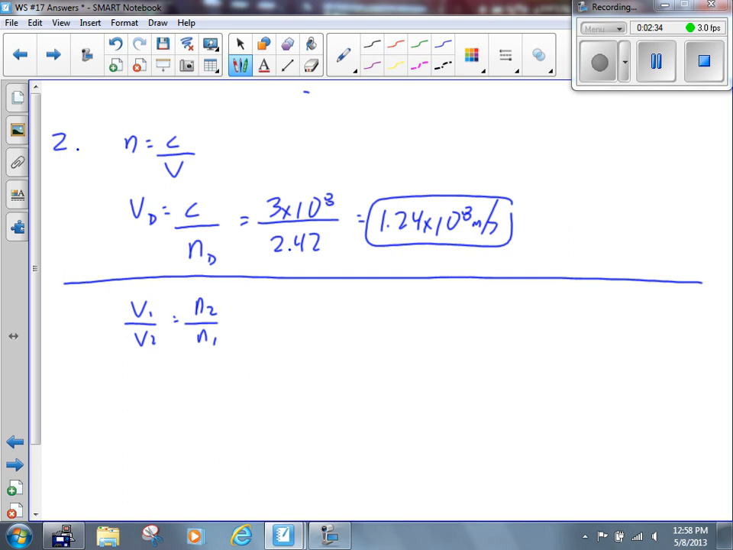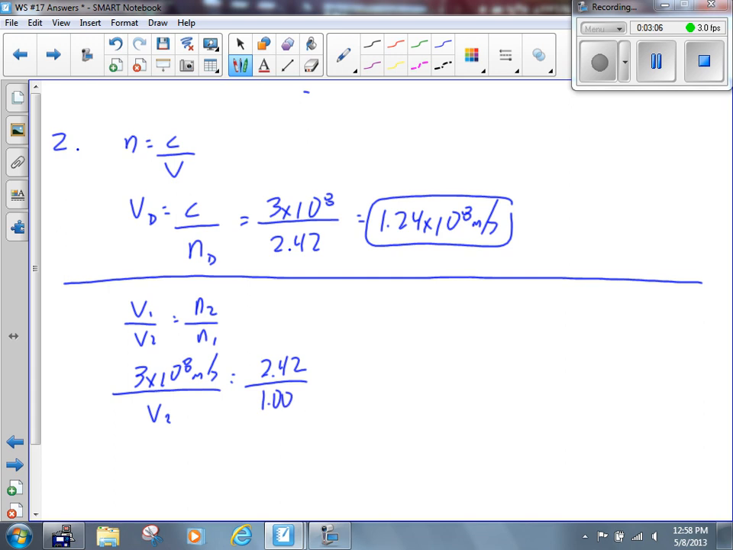So what we can do if we want to use Snell's law is assume air. We want to find the speed of light in diamond. Well, it's going from air to diamond. If that was the case, then we'd say 3 times 10 to the 8, that's the speed of light in air, V1, divided by V2, equals the index of refraction of diamond, which is 2.42, over, we assumed the first medium to be air, that's over 1.00. When we solve that, we still end up getting 1.24 times 10 to the 8.